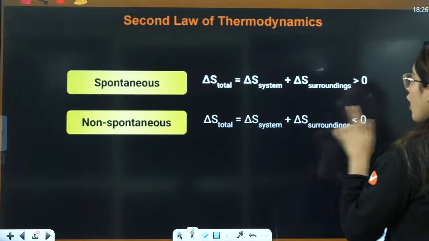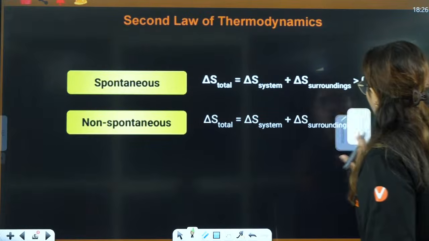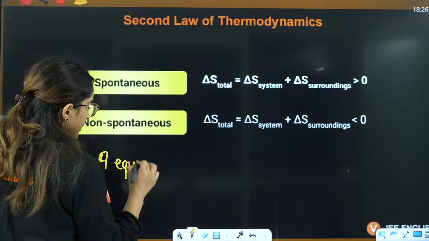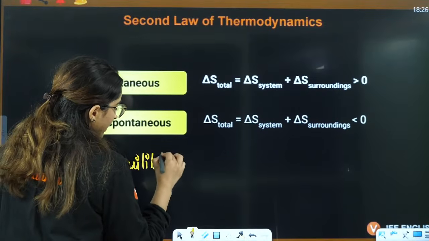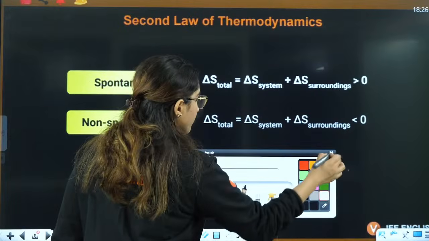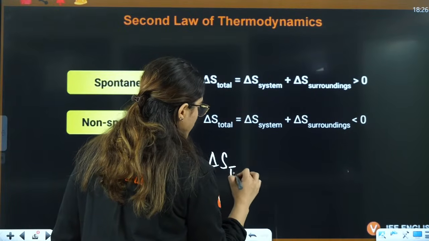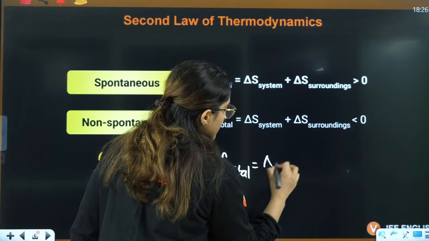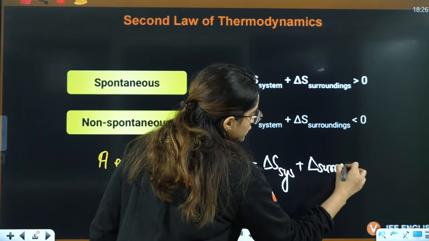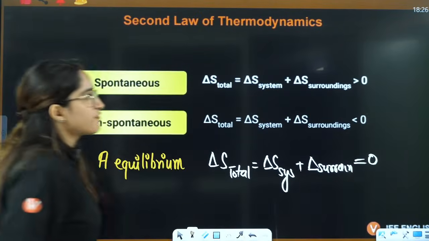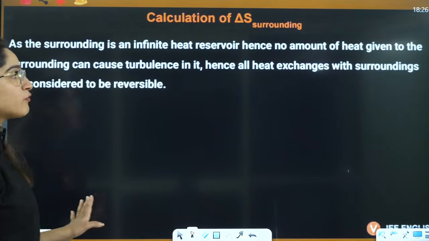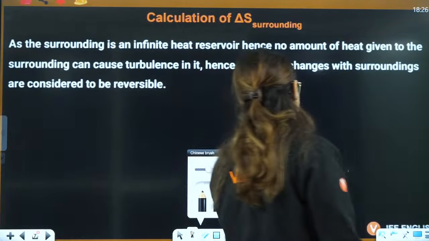Spontaneous. It is this. Non-spontaneous, less than 0. And tell me, at equilibrium, shall I just write it here? At equilibrium, you will write this here. Delta S total, that means universe, is delta S system plus delta S surrounding. Tell me, is going to be equals to 0. So when it is positive, when it is negative, when it is 0, all of this is there. And here we are talking about the change here, right?